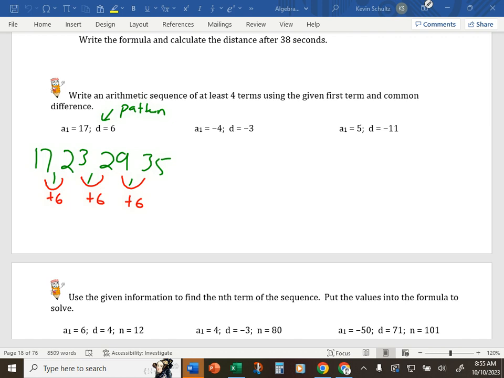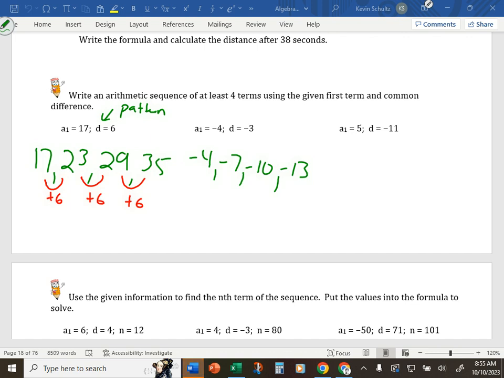Evelyn, we have a first term of -4 and a common difference of -3. So how is the sequence going to start? -4. And then if the common difference is negative, what operation would that be? Subtraction. So what number would come next? -7. -4 minus 3 is -7. -7 minus 3 is -10. -10 minus 3 is -13.